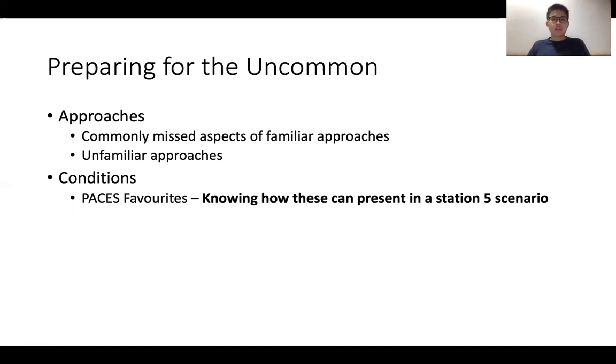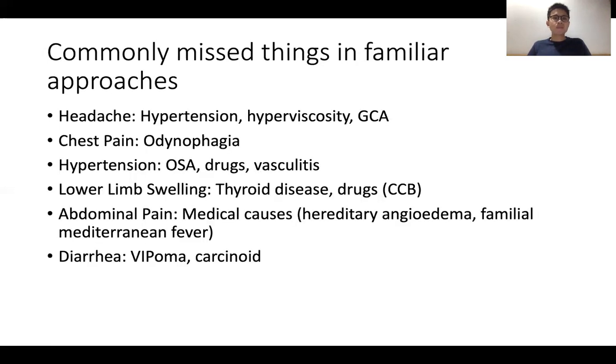And conditions-wise, like I mentioned, there are some PACES favorites that we will need to spend some time studying and familiarizing yourself with. So these are what I mean by common familiar approaches, but certain elements that may not necessarily feature in our approaches. So like in headache, hyperviscosity, giant cell arthritis are some things that may come out in the PACES Station 5 examination, but we may or may not very typically put them in our usual differential list. Or chest pain or odynophagia can come out. And as you go down the list, you get the idea of some of the things that you may need to incorporate into some of these familiar approaches.